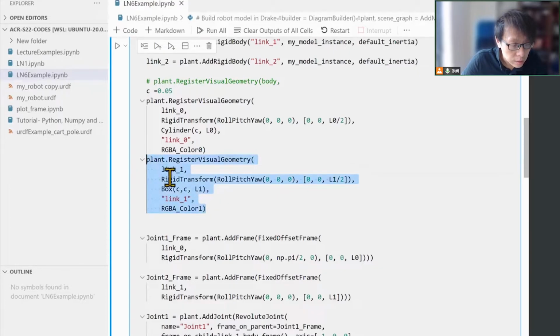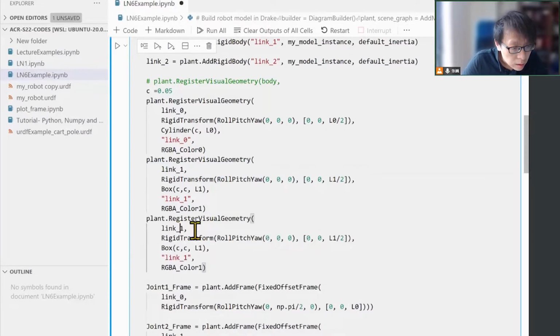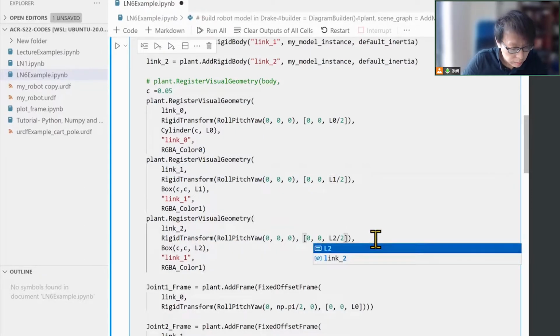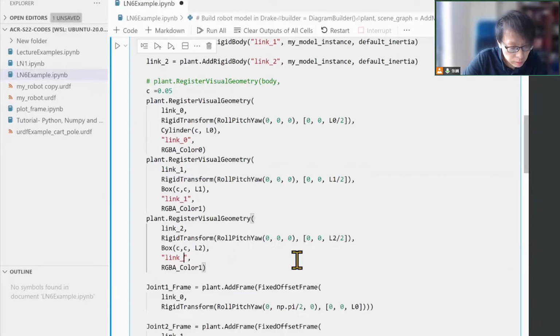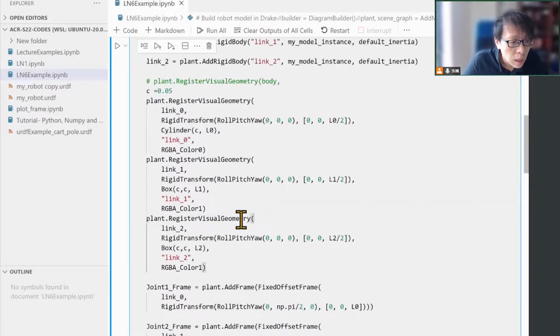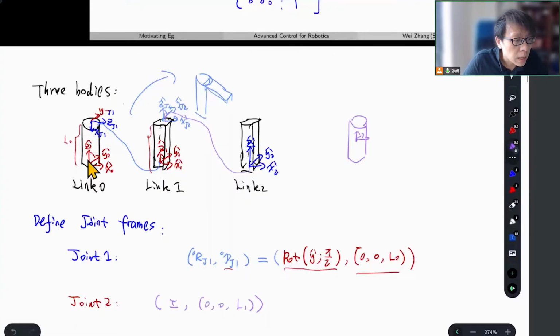Okay, so let me copy that again. Link 2. Let's change that to L2. That's L2. This is link 2. Okay. Now, so far, we have a local body frame and also the shape correctly defined, hopefully.